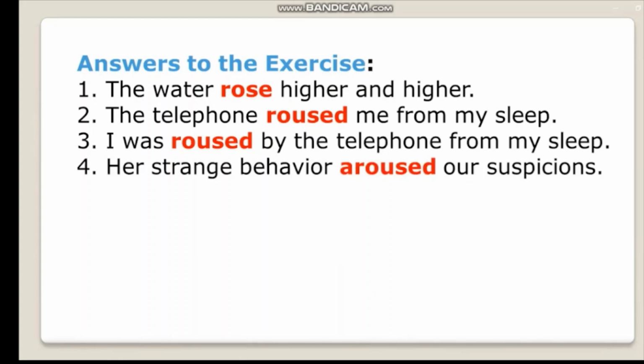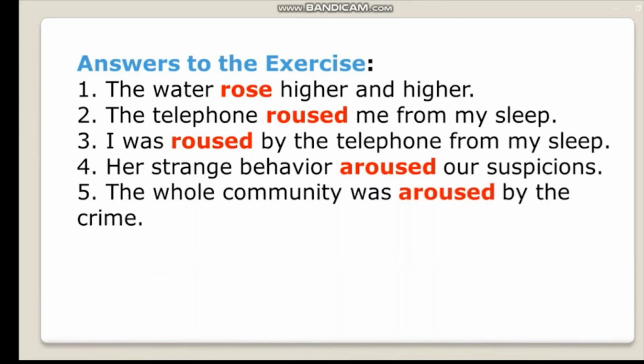Our strange behavior aroused our suspicion. The whole community was aroused by the crime. He was aroused from a deep sleep by a loud noise.